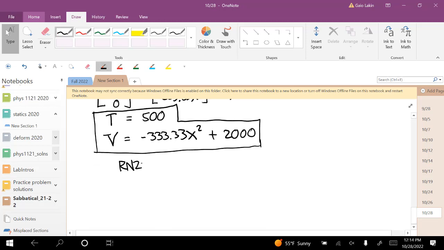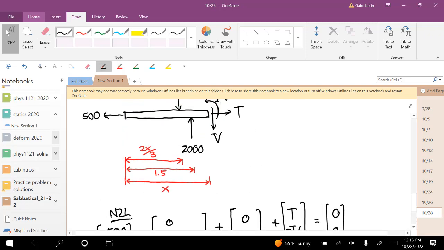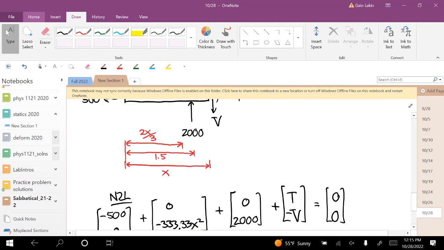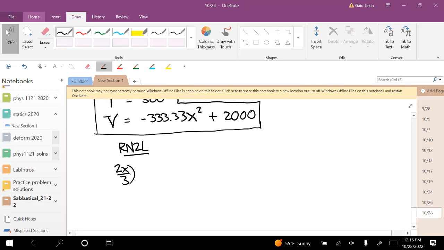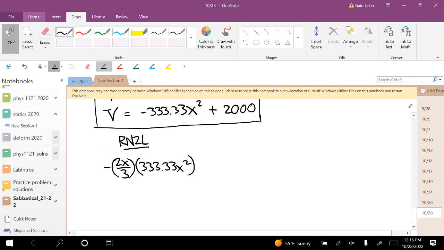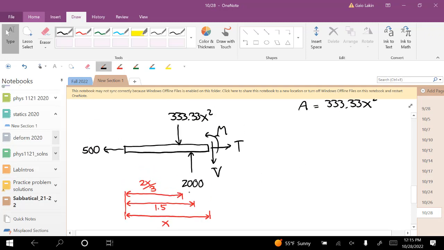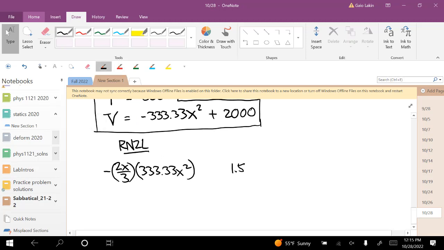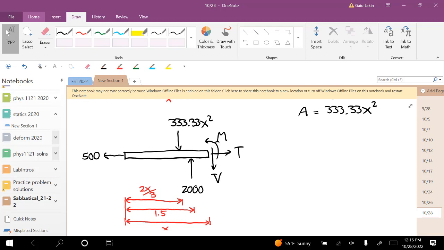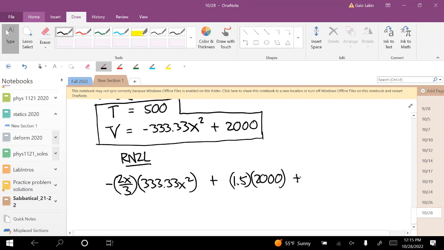And now the moment equation. Our about point is at the left, always. Okay, so the 333x squared has a moment arm of 2x over 3. Is that a clockwise or counterclockwise rotation? Clockwise, so it's negative. Then a moment arm of 1.5 and a force of 2,000. Is that one clockwise or counterclockwise? Counter, so it's positive. Then plus m minus vx is equal to 0.